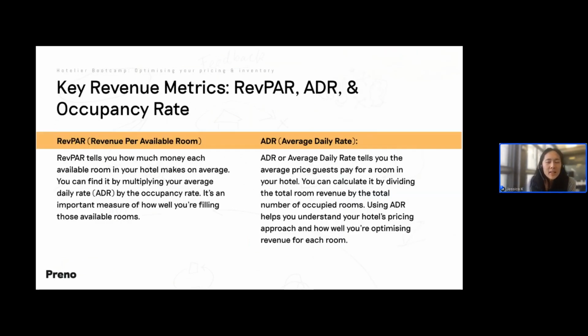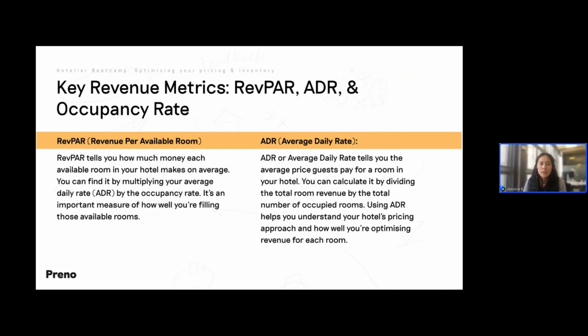So RevPAR, revenue per available room. This tells you how much money each available room in your hotel makes on average. And to calculate this, you just need to multiply your average daily rate by the occupancy rate. And it's an important measure of how well you're filling up these available rooms.